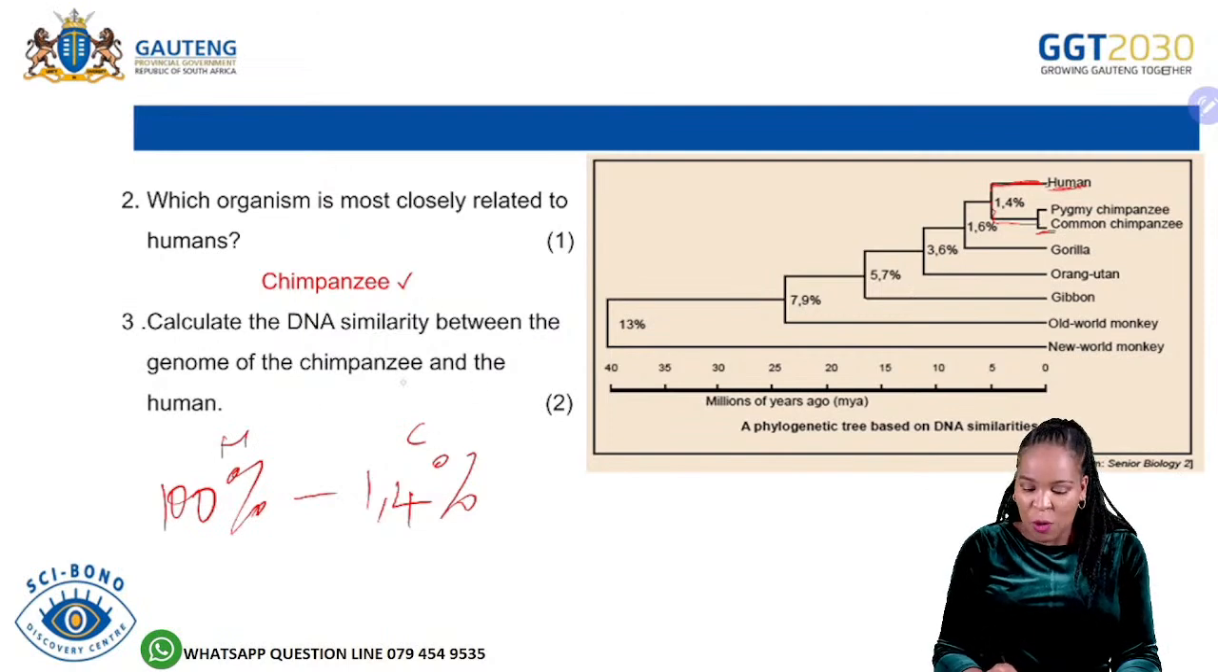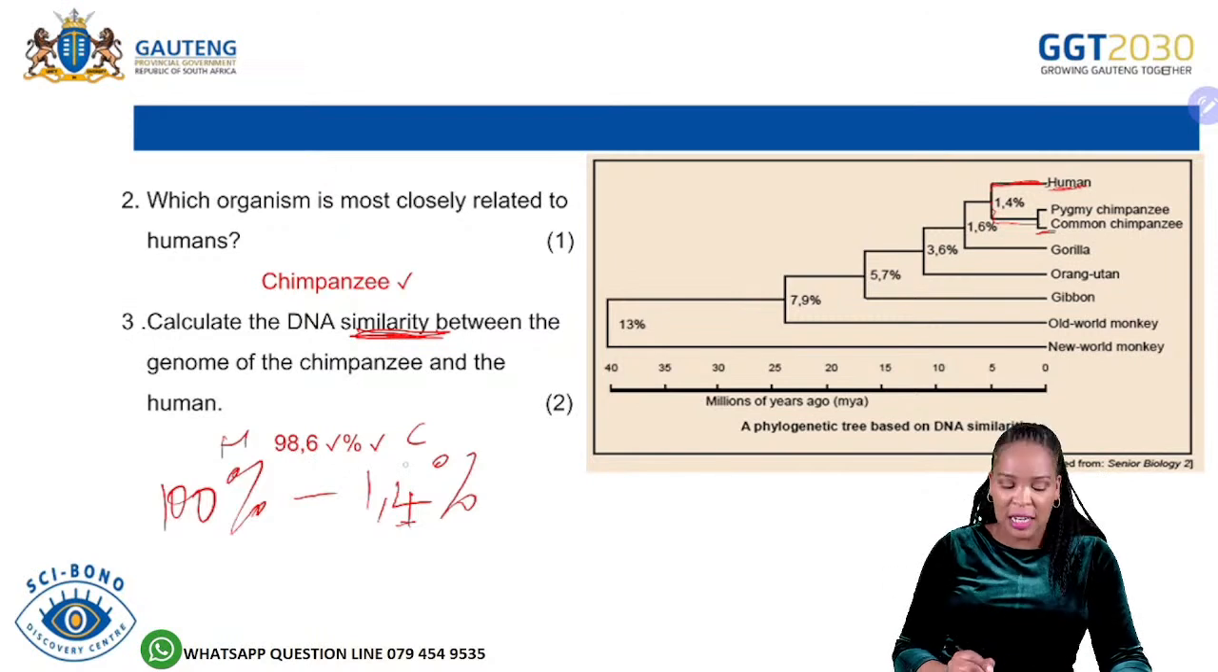So what is now the similarity? If this is the difference, what is the similarity? So the similarity would be 100 minus 1.4, which is 98.6%. So that is how closely related they are.